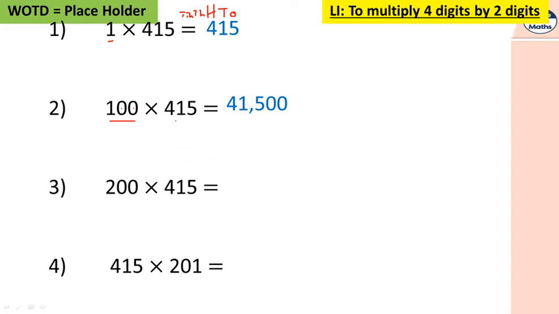Look, these are quite similar again. Those two, exactly the same. These two, 200, it's just 2 times bigger than that, which means we need to have our answer 2 times bigger than this answer. So 2 times bigger is 83,000, because 500 add 500 is 1,000.